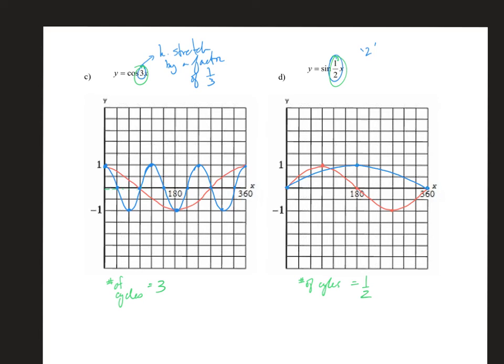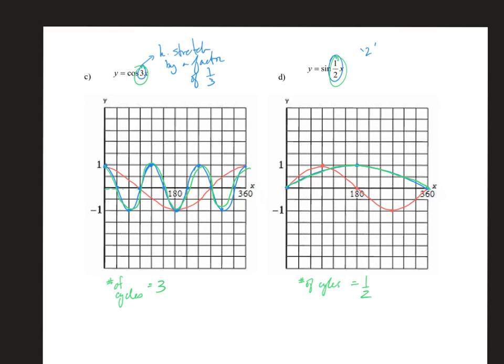When we take a look at a graph like C, y equals cos 3x, if we know that we're now going to have 3 cycles in that first rotation, then what we're going to end up seeing is a graph that's going to repeat much more often. In graph D, if we see that we're only going to get half of a rotation, then that should help us to confirm that our graph needs to be stretched out, because we're only going to see half of a rotation.